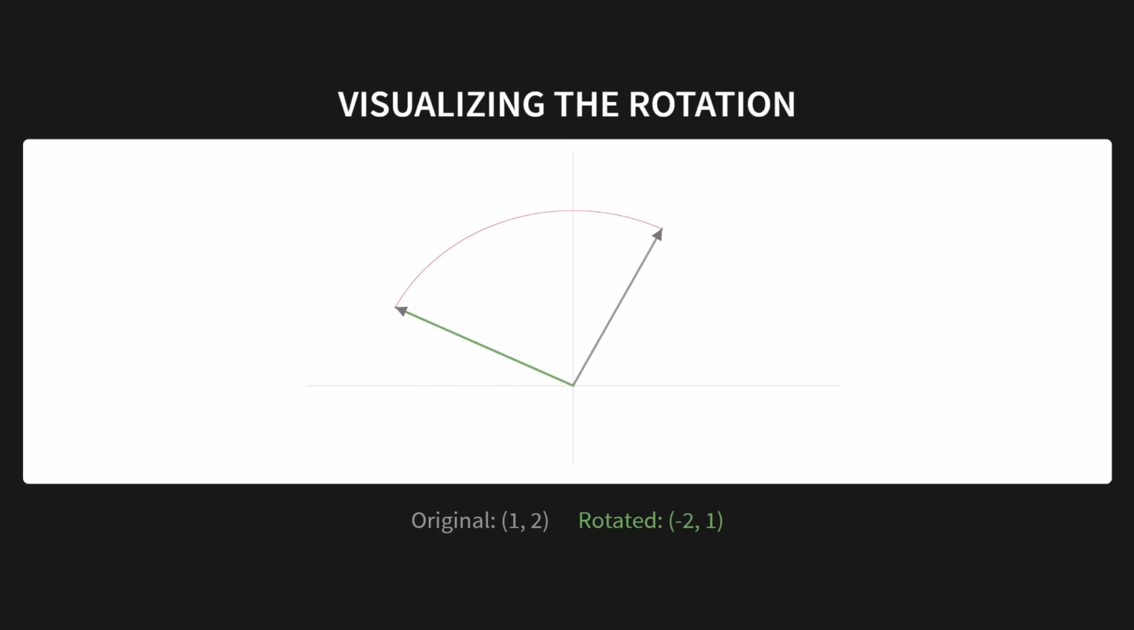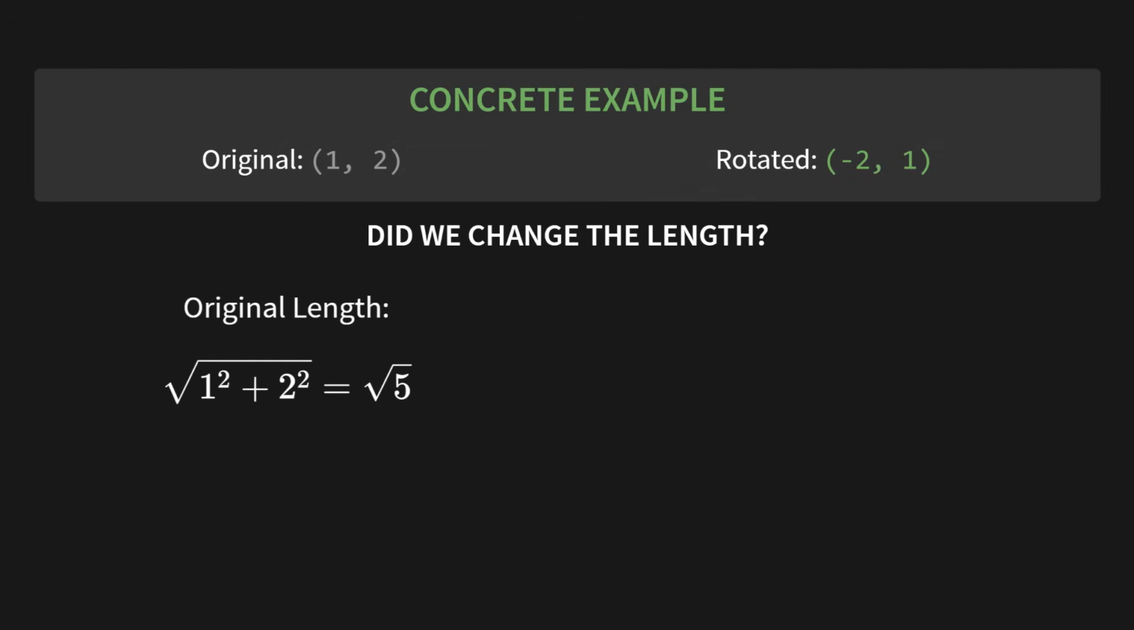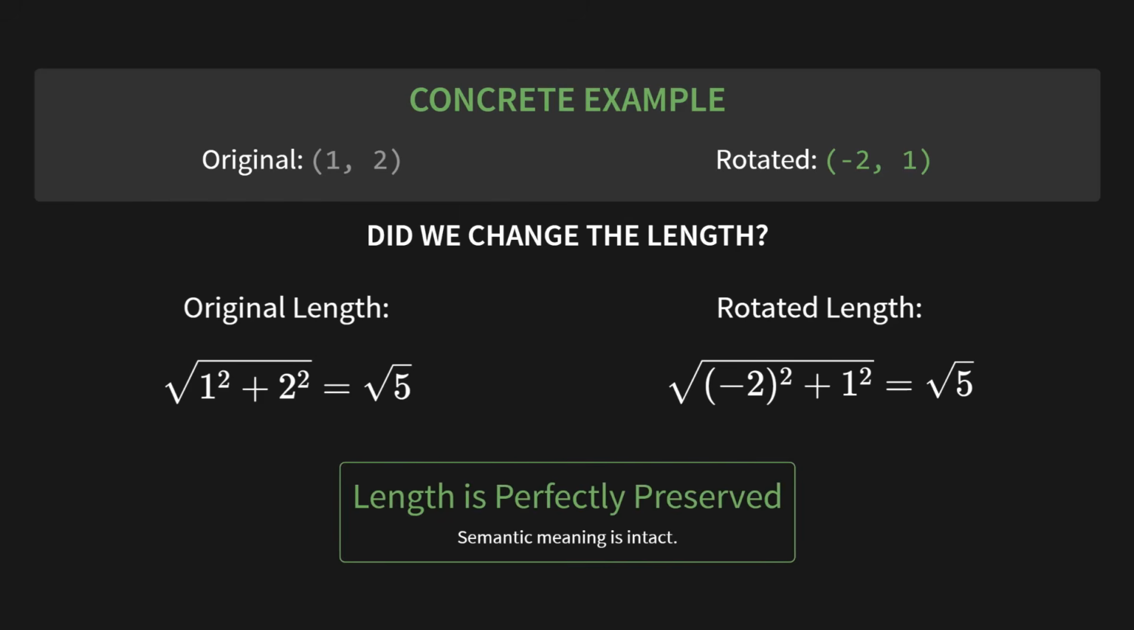But here's the most important question. The whole reason we're doing this. Did we change the length? Let's check. The original length using Pythagoras is the square root of 1 squared plus 2 squared, which is the square root of 5. Okay, now for the rotated vector. Its length is the square root of minus 2 squared plus 1 squared, which is the square root of 4 plus 1, which is again the square root of 5. Yes, the length is perfectly preserved. Our semantic meaning is completely intact. We've only changed where it's pointing.